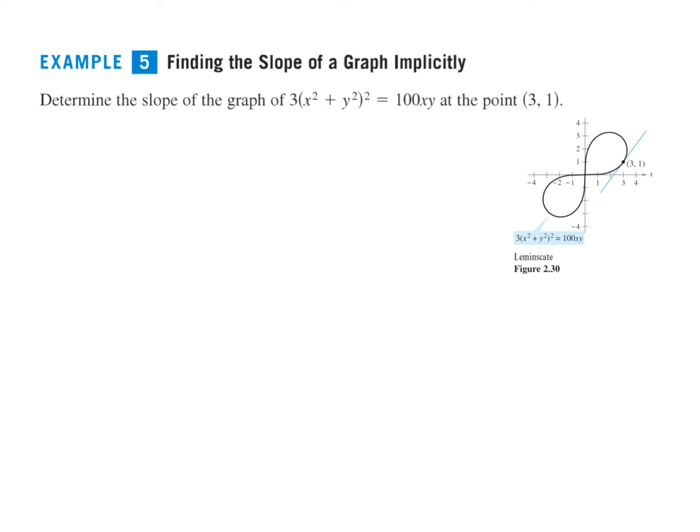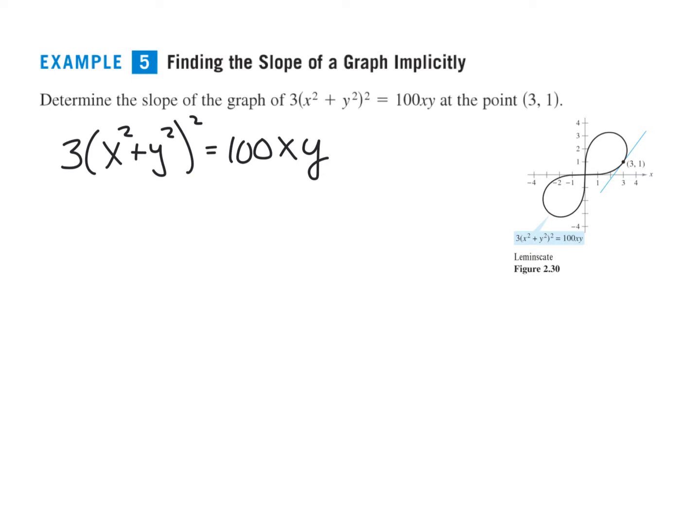So we're going to start by taking the derivative of (3x squared plus y squared) squared is equal to 100xy. Okay, so this is going to be a little more challenging. What I want to point out here is this derivative requires the chain rule. This derivative requires the product rule.